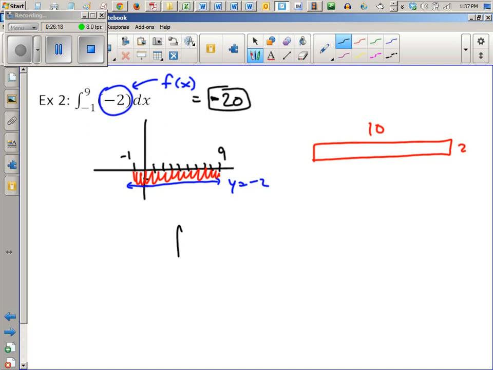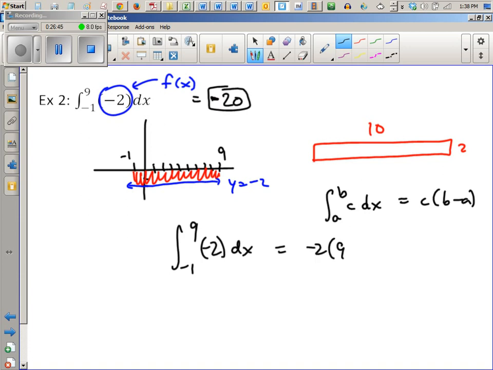The other way to do this problem is to go ahead and treat it using the rules we had. I told you that if you see an integral from a to b, and there is a c here, you can find the answer by doing c times b minus a. C is a constant, of course. You can't do that if there's an x there, but if there's a c right here before the dx, you could just use this as if it were like a little formula. In other words, you could have solved this by doing -2 times 9 minus -1, -20. That's a little more formulaic approach.